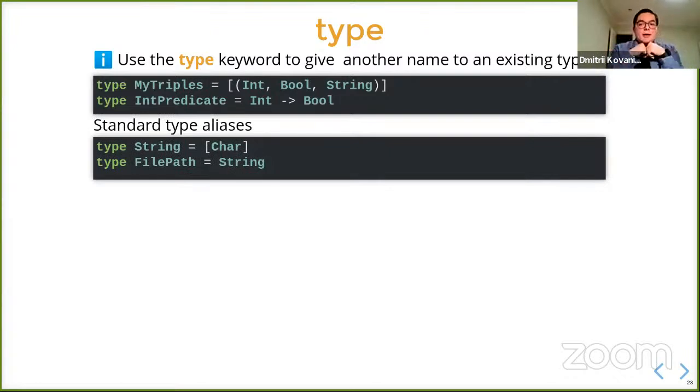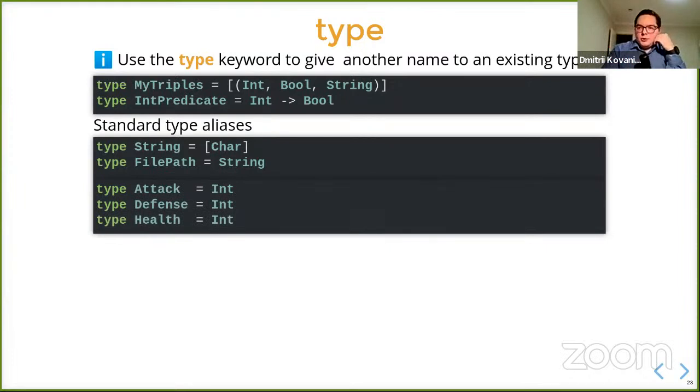And actually, the standard library Haskell base already has a few aliases. So for example, String is an alias for a list of Char. So that's why you can use String instead of list of characters, because it's just an alias. Another popular alias is FilePath. FilePath is just another name for String.